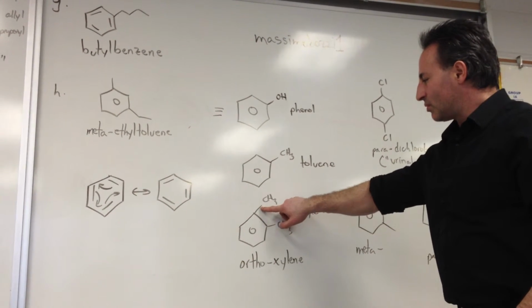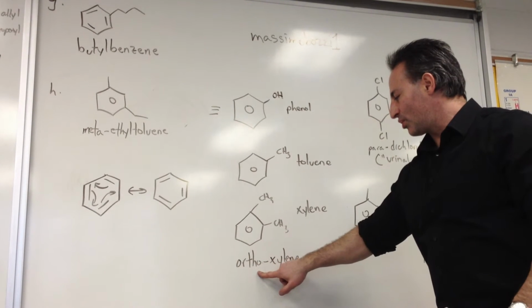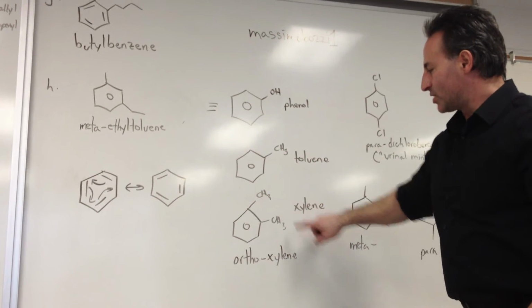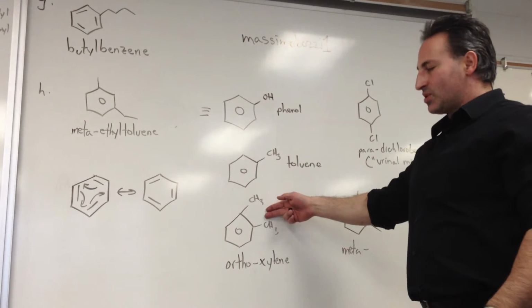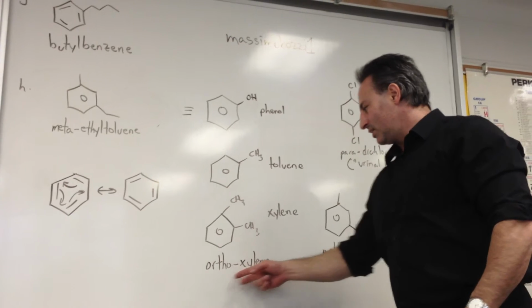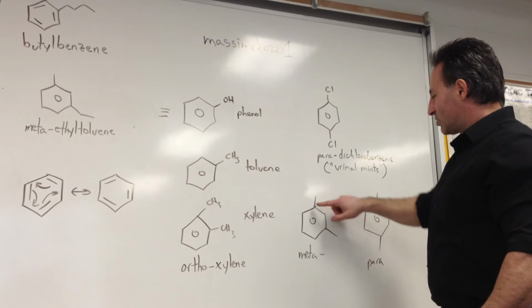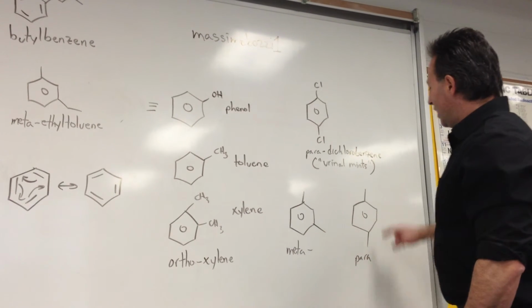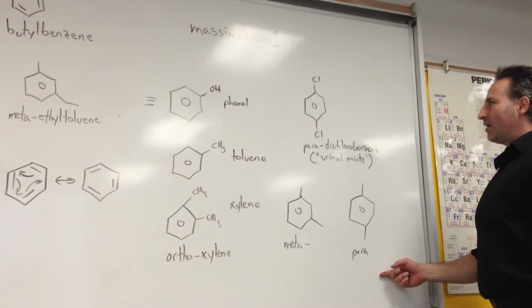If it's 1,2 substituted, it's called ortho. Here we have xylene. Xylene is a benzene ring with 2 methyl groups on it. It's the solvent they use in permanent markers. So this would be called orthoxylene. If one of the methyl groups is shifted down so it's a 1,3 substituted, then it becomes metaxylene. And if it's 1,4 substituted, it's called paraxylene.